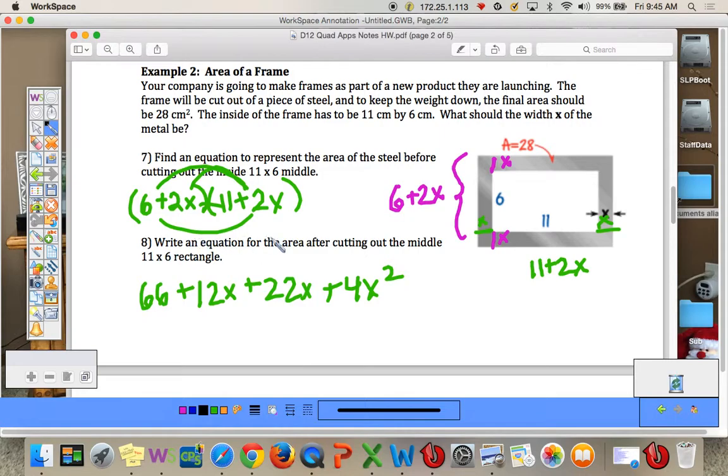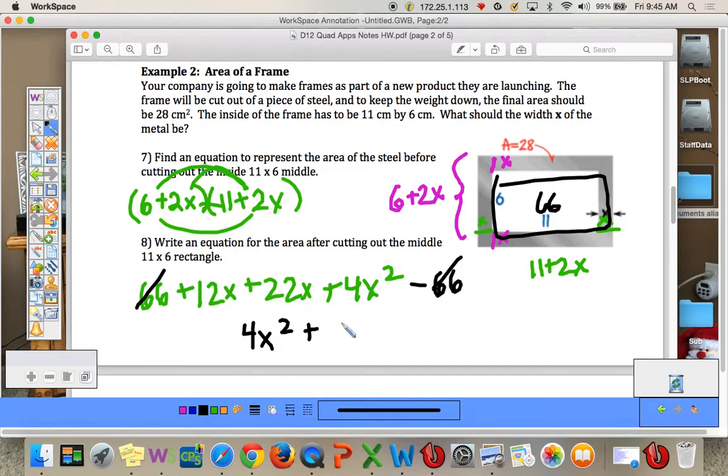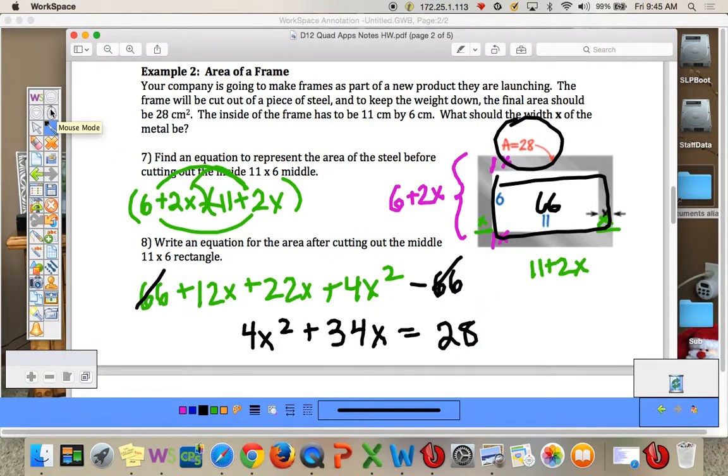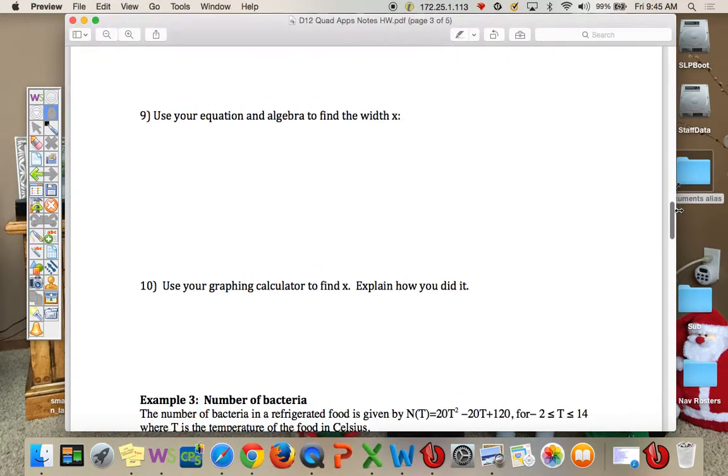And we want the equation after cutting out the middle. So this middle is 6 by 11, or 66. So I'll subtract 66 from this. Here our 66s cancel, and we're left with 4x squared plus, if I add these two together, 34x. So this will be our equation, and we know our area will be 28. Okay, so let's use that equation to solve and find x.